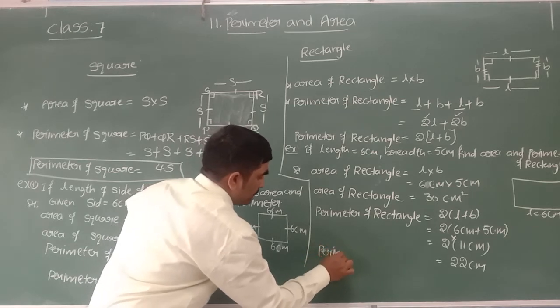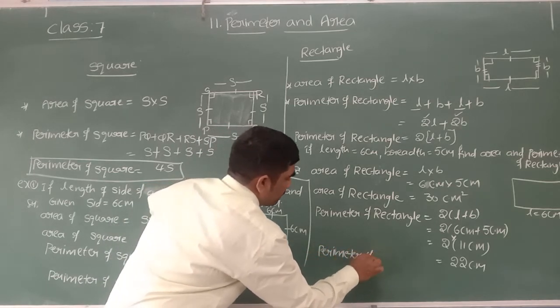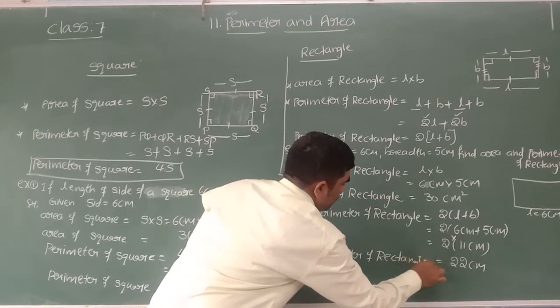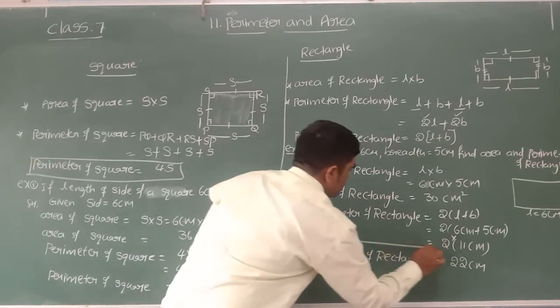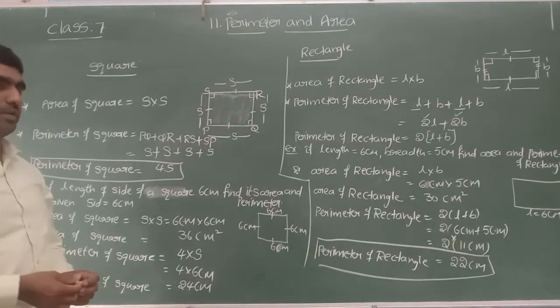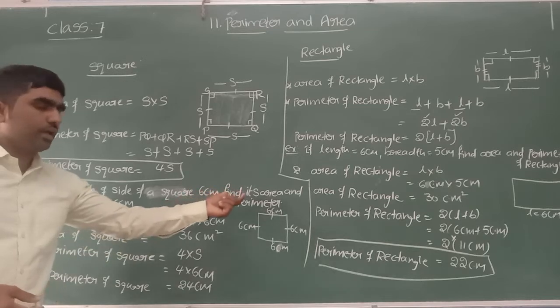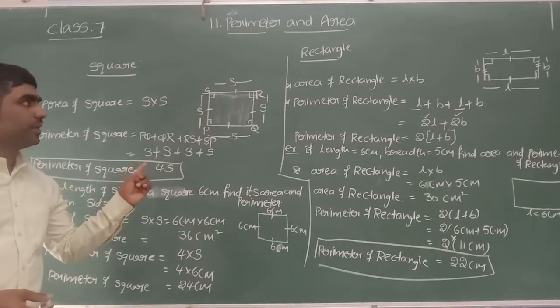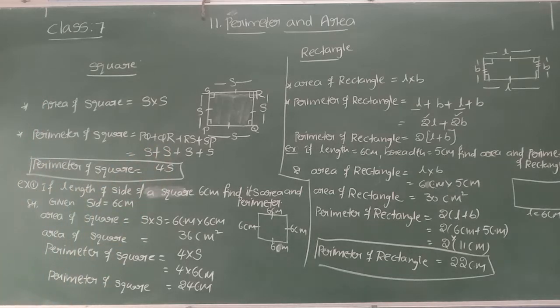Perimeter of rectangle is equal to, what is the formula? 2 into L plus B. By using that formula we got the perimeter is 22 centimeters. So these are the formulae and examples about the area and perimeter of a square and rectangle.